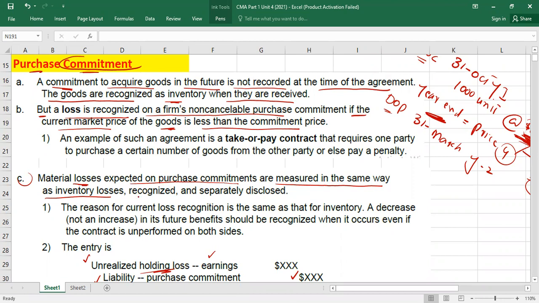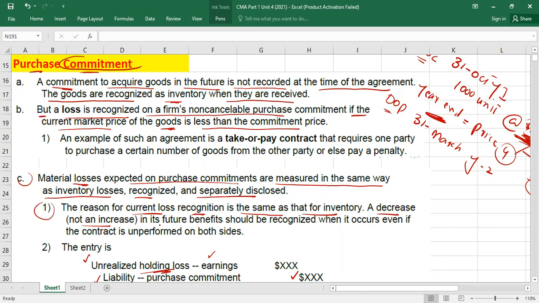Then they're saying it is recognized and separately disclosed. Here, guys, this point is also important. The entry, as I told you, I'm just going through theory now, then I will show you an example. The reason for current loss recognition is the same as that for inventory. Because in inventory, we booked the losses if you remember. Losses for what? When your market was less than cost. So we were booking the loss. A decrease, not an increase, because an increase you are not allowed to book due to the prudence concept. Increase means a gain. Gain you are not allowed to book.